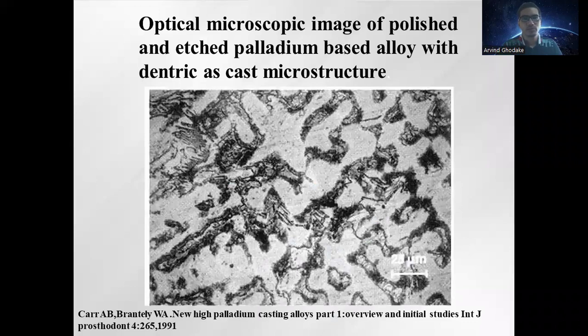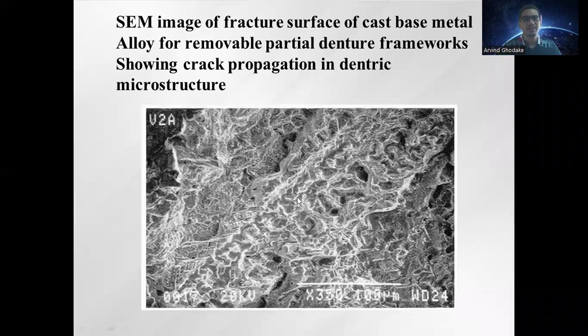This is the optical microscope image of a polished and etched palladium-based alloy with a dendritic as-cast microstructure. Here you can see the dendritic structure of the cast microstructure in this diagram. Then the second one is an SEM image of the fracture surface of a cast base metal alloy for removable partial denture frameworks, showing crack propagation in the dendritic microstructure.